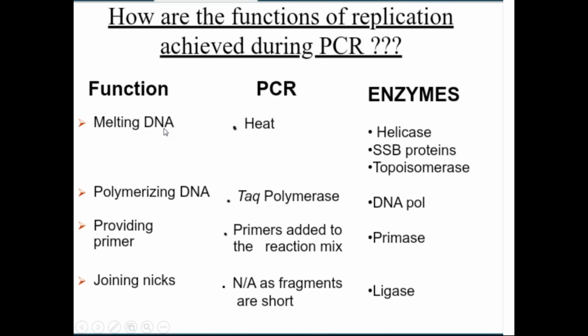First step is the melting of DNA. When we heat that genomic DNA solution at 95 degrees Celsius temperature, then that double-stranded DNA converts into single-stranded. After that, in PCR we use a ready-made primer set and one specific polymerase enzyme, that is the Taq DNA polymerase enzyme.